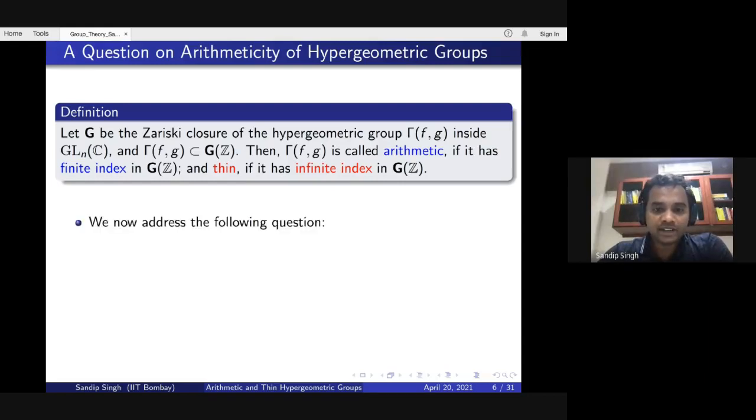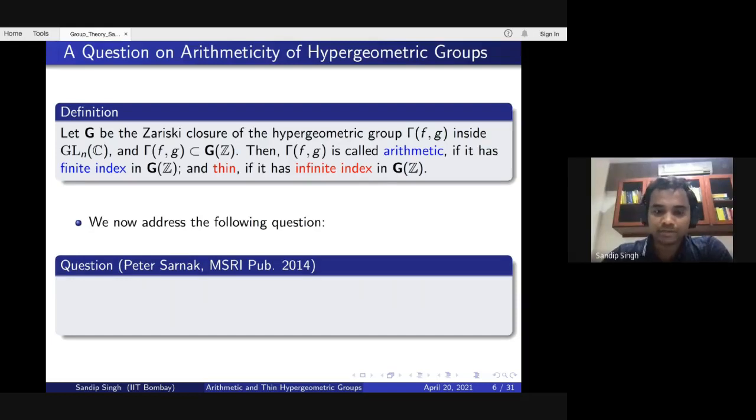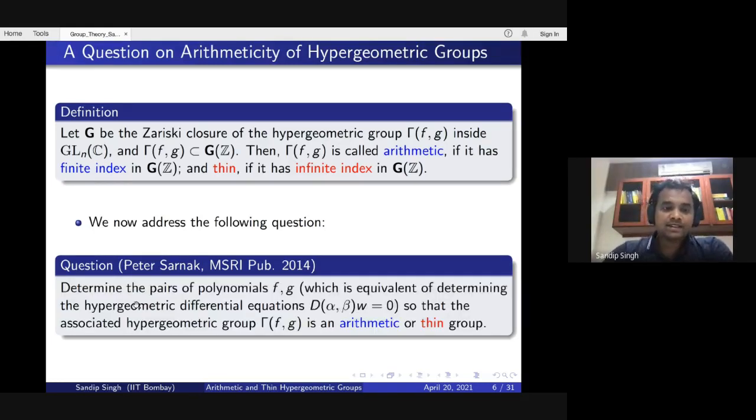So now we address the following question that we came to know from Sarnak: determine the pairs of polynomials f, g. I have to be careful, as Manish pointed out. Determine actually means that if you know this f, g, then you know there is a corresponding differential equation. But we do not get a unique differential equation, we get several differential equations, corresponding to alpha plus n and beta plus n for any integer n. So anyway, determine the pairs of polynomials f, g so that the associated hypergeometric group gamma Fg is an arithmetic or a thin group.